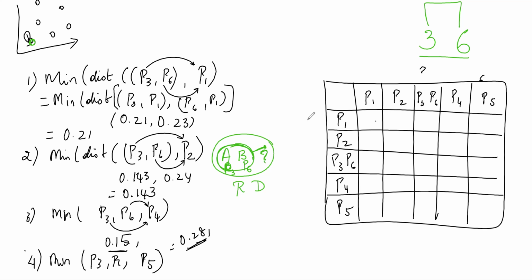Now what I'll do, I have to again calculate from P1 to P1, it is 0. All these values will become 0. And then, I've already calculated these 4 values. That is from P3, P6 to P1, it is 0.021. So I already know this value. And from P2, it is 0.143. And with respect to P4, it is 0.15. And with P5, it is 0.28. So I've already calculated these values and I already know the distances. So this is known to me.